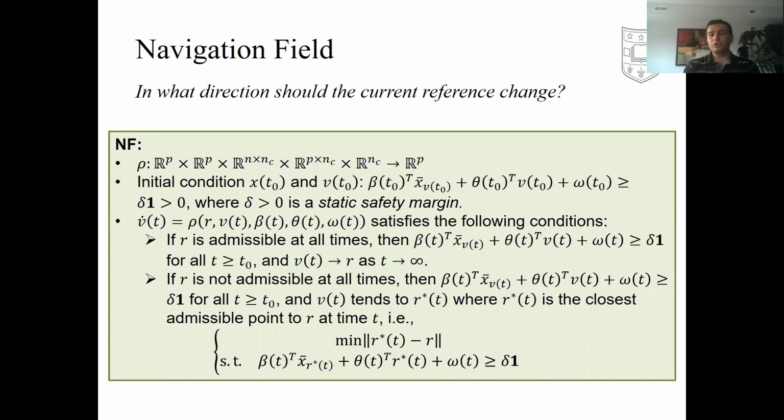The solution of this differential equation, starting from an admissible initial condition, should satisfy two conditions. If the desired reference is admissible at all times, the solution of this differential equation should satisfy the constraints at all times, and the solution should converge to the desired reference. But if the desired reference is not admissible at all times, again, the solution should satisfy the constraints at all times, but this time, the solution should converge to a point denoted by r star, which has the smallest Euclidean distance to the desired reference, but inside the constraints.